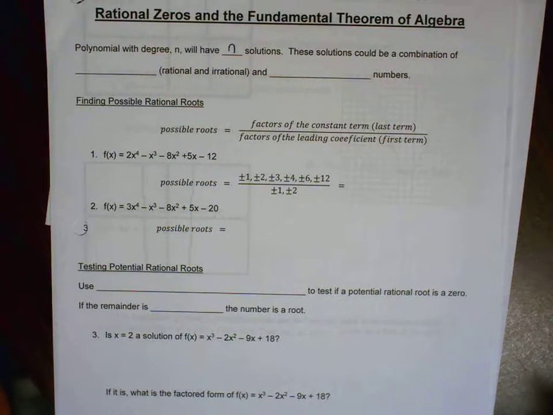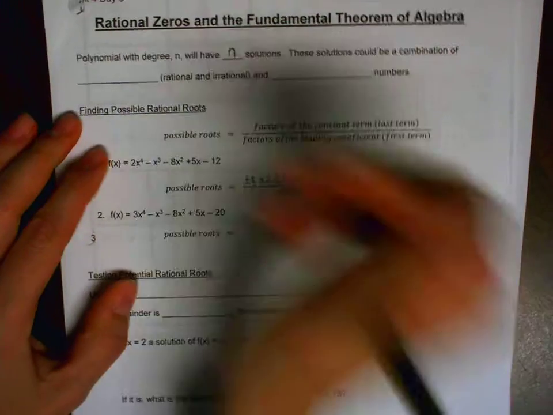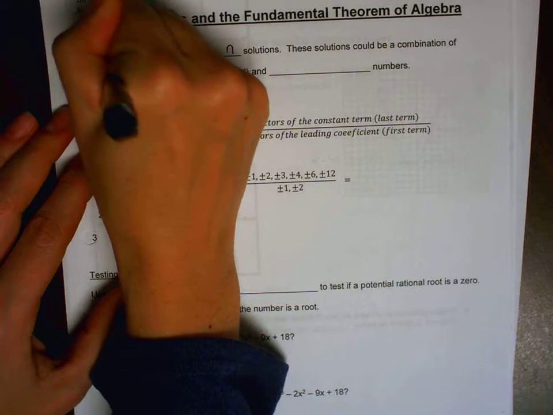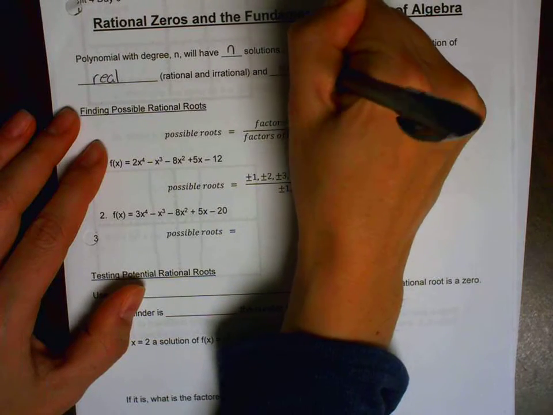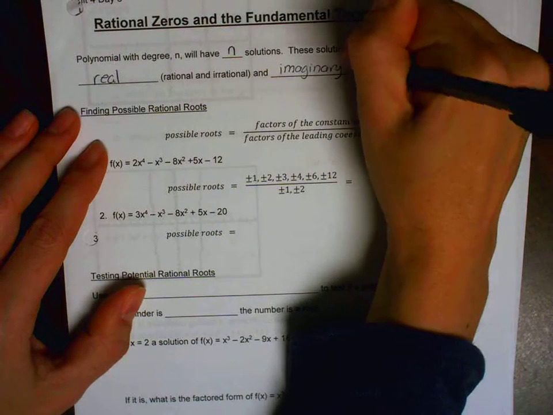Now, they're not all real solutions. They can be a combination of real and imaginary, or complex. Right? Complex is just a combination of imaginary with real.